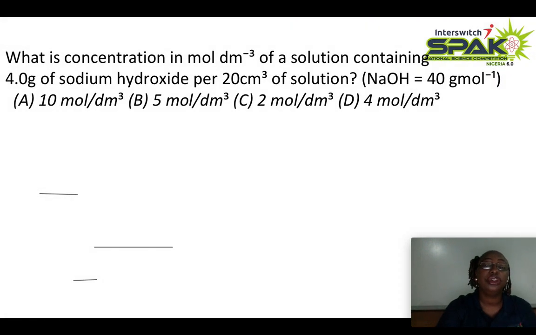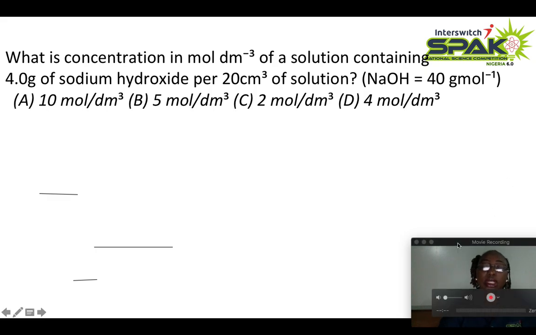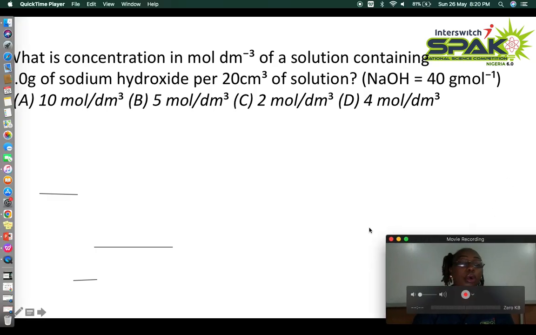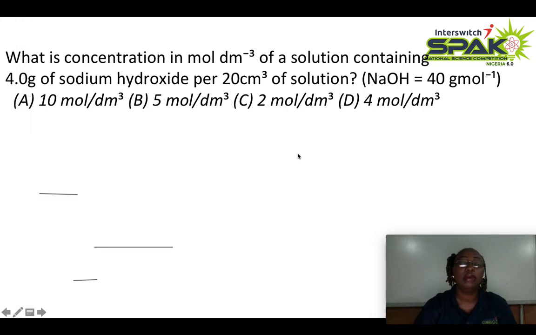What's the concentration in mole per dm³ of a solution containing 4 grams of sodium hydroxide per 20 cm³ of solution? Sodium hydroxide is 40 grams per mole. So give it some seconds to calculate it. So see if you will get the answer.